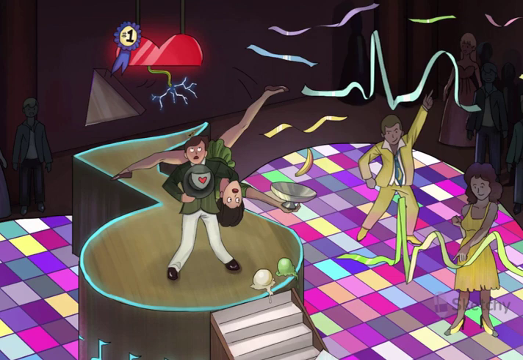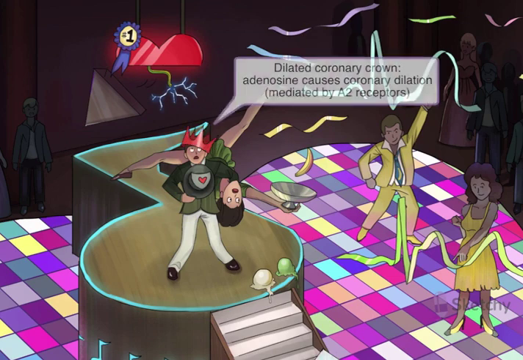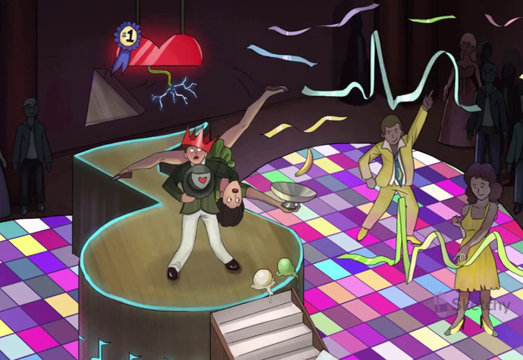Adenosine is also a vasodilator that can increase coronary blood flow. We'll signify this coronary dilation by placing this oversized floppy red coronary crown on the head of our victor. This is actually mediated through binding to A2 receptors and is useful in cardiac stress testing to measure coronary flow in patients with coronary artery disease.